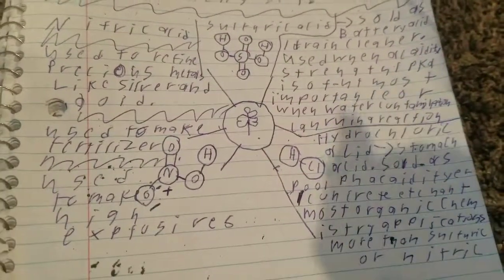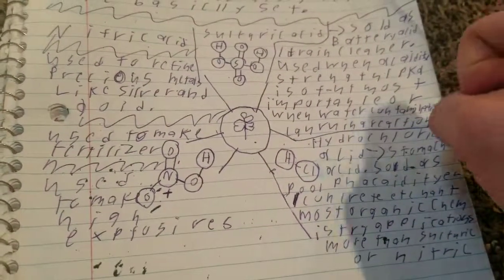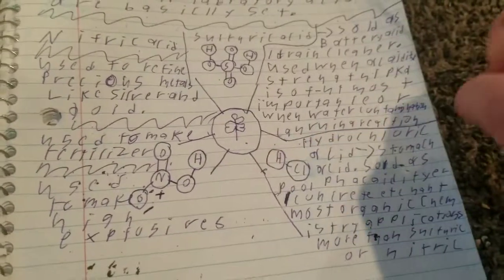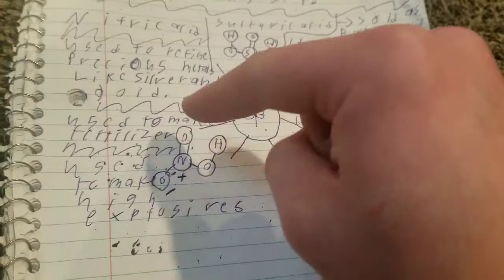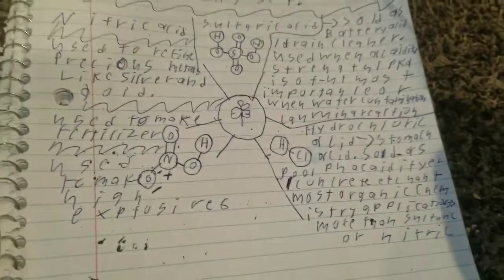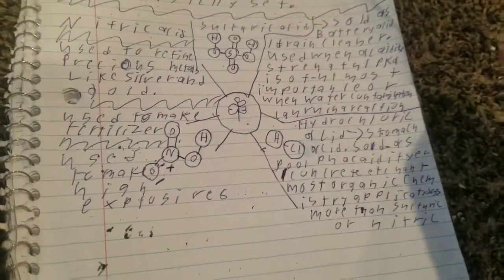Nitroglycerin, trinitrotoluene, also known as TNT. Why do you think all of these chemicals have the nitro in the group? It's because they're all made using nitric acid. And that is what I am going to show you how to make today.